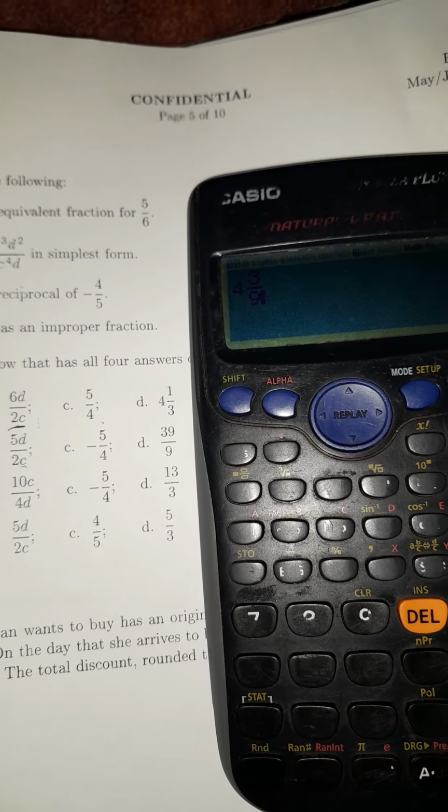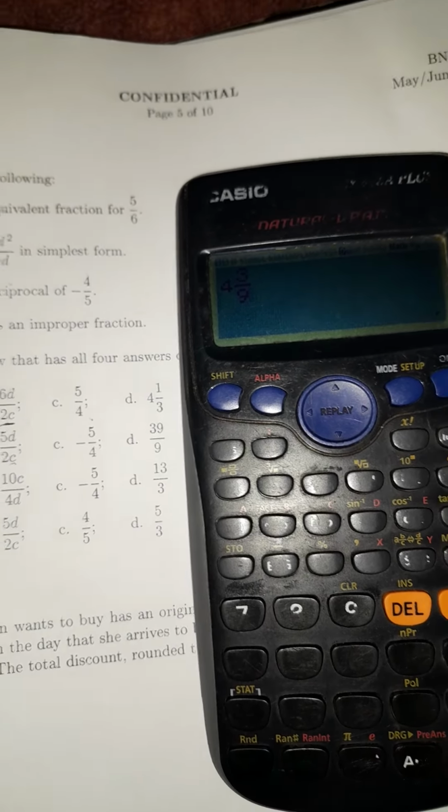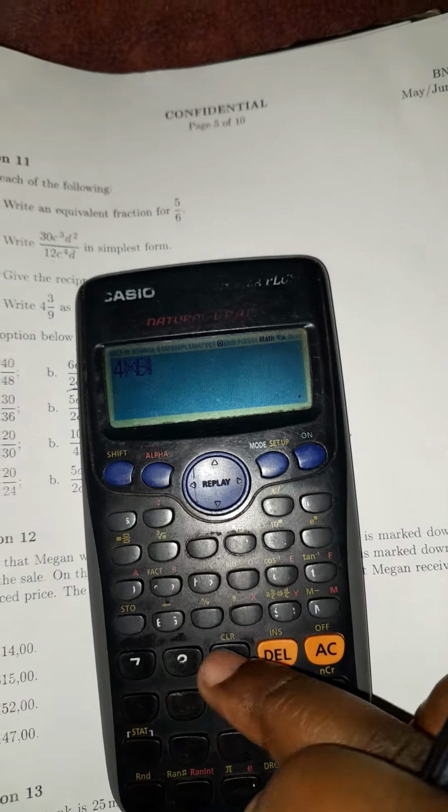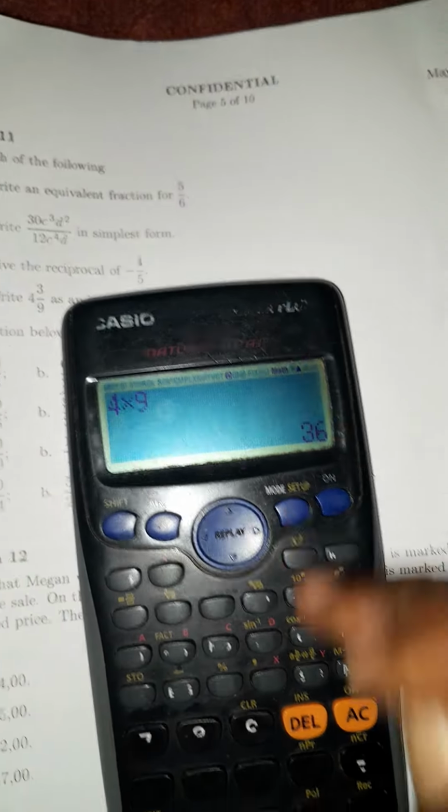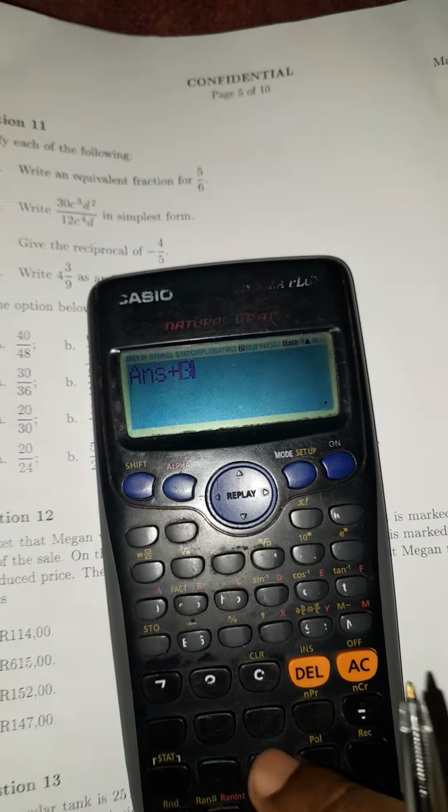So 4 times 9, plus 3, then you get the solution divided by 9. What did I do then? Let me work this out. 4 times 9 is 36, right? Plus 3 is 39. So it's going to be 39 over 9. So definitely option 2 is correct.